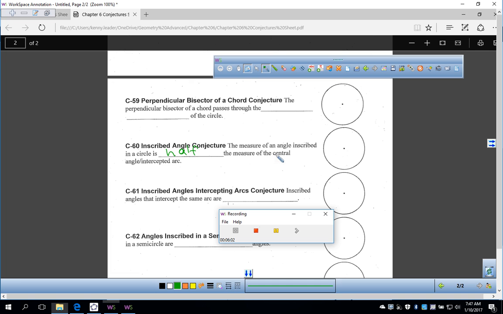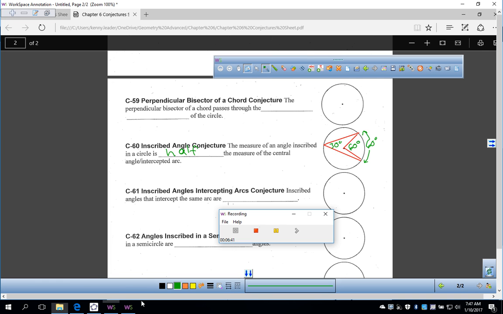An inscribed angle is half the measure of the central angle and the intercepted arc. So you could draw in a little picture if it helps you. If this is 60 degrees, then this is going to be how many degrees? 30, right? And also this arc right here is 60 degrees. The measure of that arc as well is 60 degrees. Easy enough? Okay.